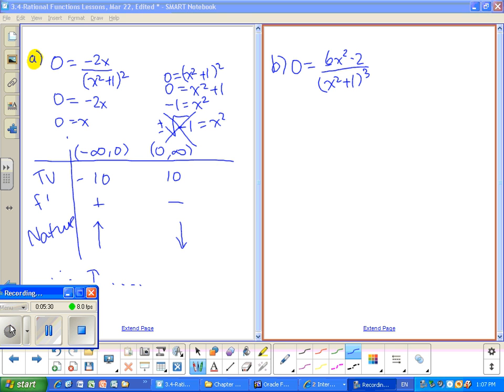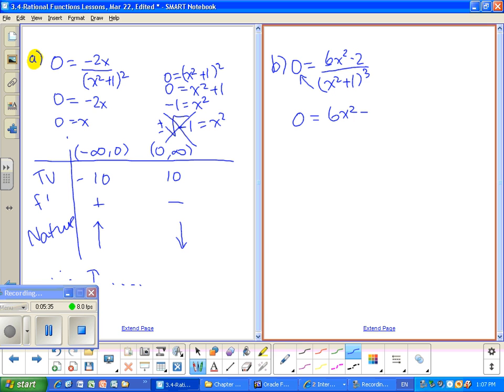So if we set that equal to 0 and we cross multiply, we have 0 equals 6x squared minus 2, and you keep going, you have 2 equals 6x squared, and then you have 1 over 3 equals x squared. And what do you have to remember when you take the square root? Plus or minus the square root of 1 over 3. Those are your points of inflection.